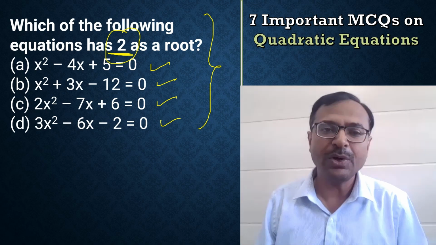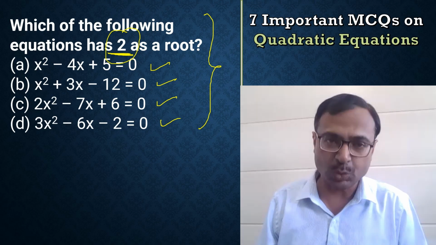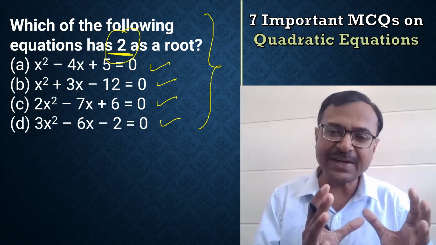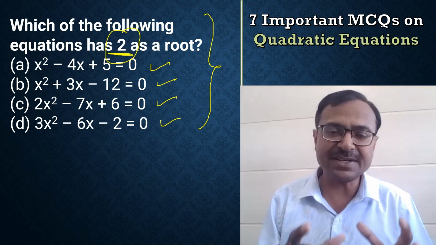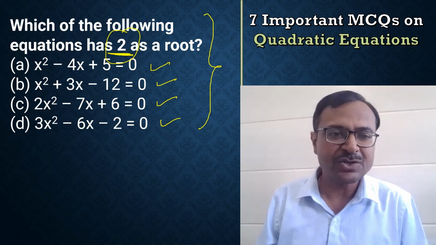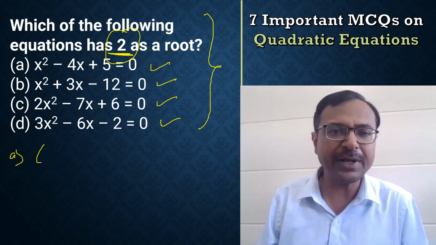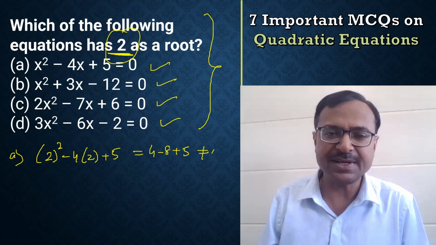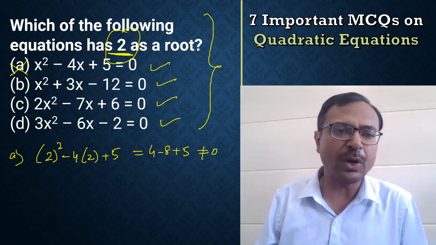So you just have to put the value of x as 2 on the left hand side of the given equation. If it satisfies it, it is a root. If it doesn't satisfy, it is not a root. So let's check A. If you put x equal to 2, it is 2 square minus 4 times 2 plus 5, right? So that is 4 minus 8 plus 5. This is not 0. So A is ruled out.